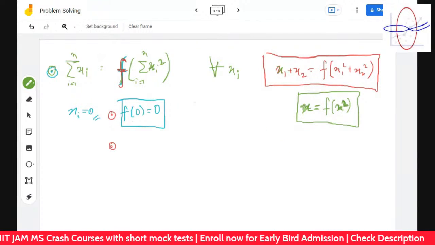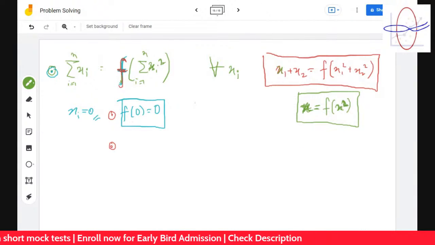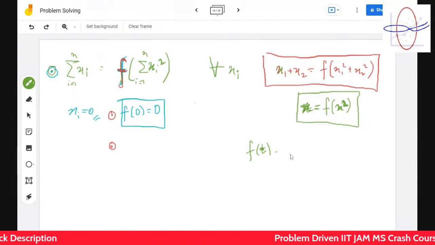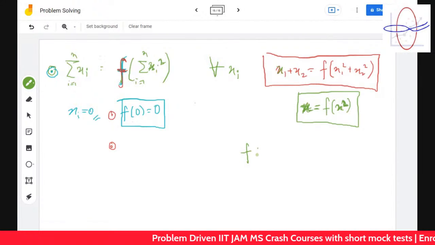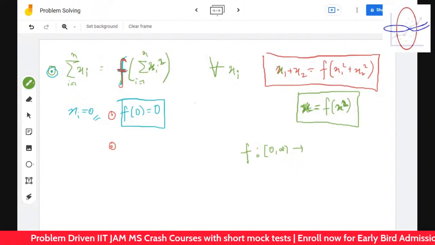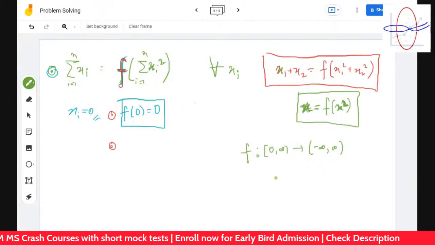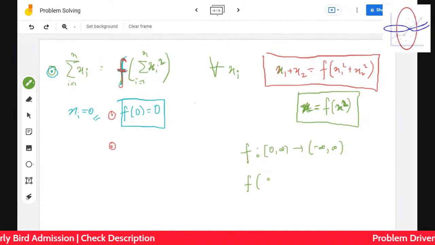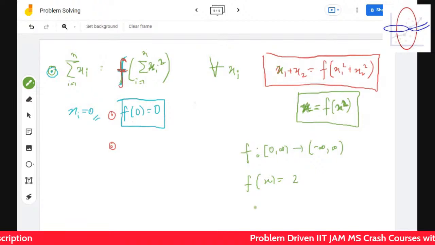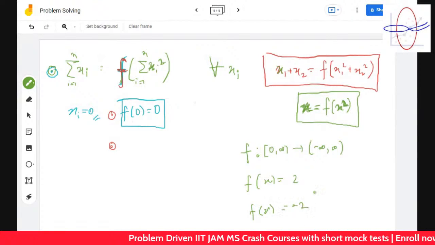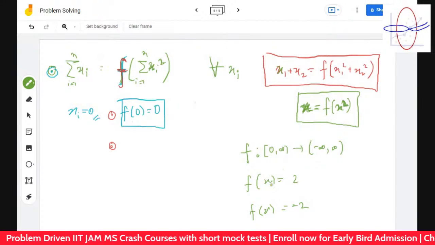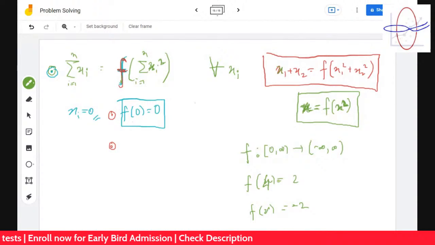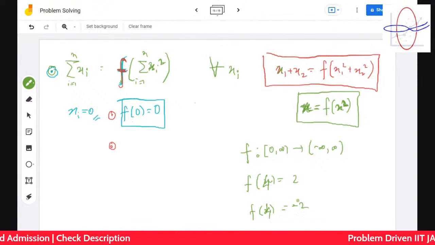Sir, absolute value of x square. Okay, root x. So you take f of t to be what? First of all, understand the domain of f. The domain of f is 0 to infinity, and the range is going to be minus infinity to infinity. So my question is, f of 2: which value of x will give 2, and which value of x will give -2? If there exists such a function, then f of 4 must be equal to 2 and also f of 4 must be equal to -2. So this is not a function.